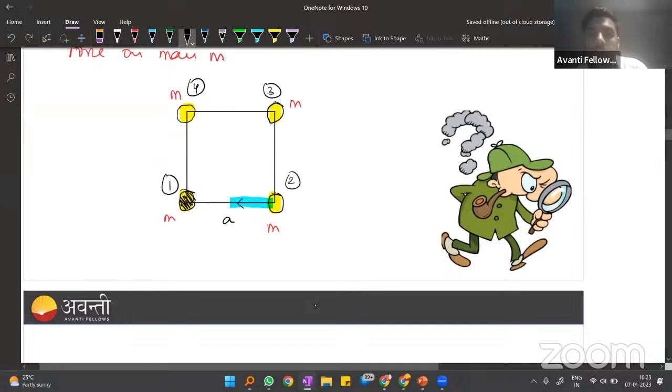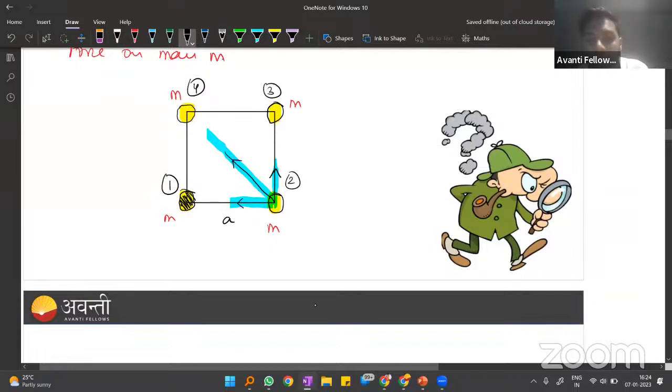Now, force on second due to third will be in this direction. Since they attract each other, force on 2 due to 1 will be in this direction, to the left. Force on 2 due to 3 will be in the upward direction. Force on 2 due to 4 will be along this diagonal, like this.